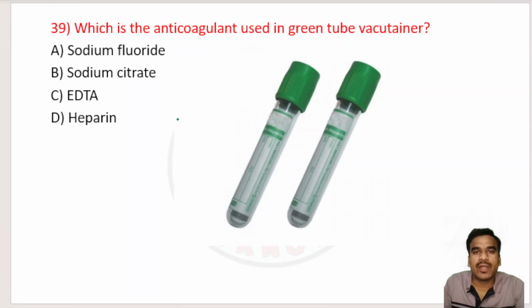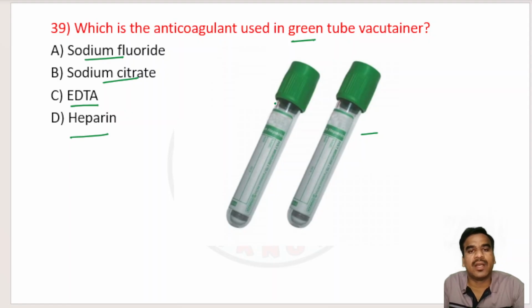Which anticoagulant is used in the green tube vector? I have inserted the image, and even in the last class I explained it. The options are sodium fluoride, sodium citrate, EDTA, or heparin. These are all anticoagulants, but in the green tube, which is used? This is the heparin tube.